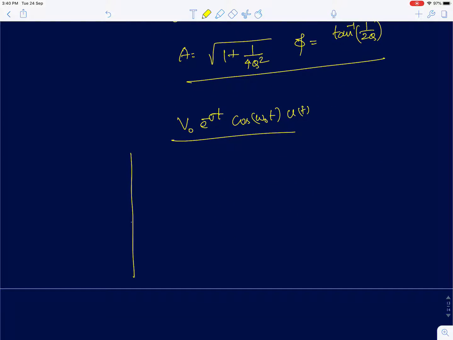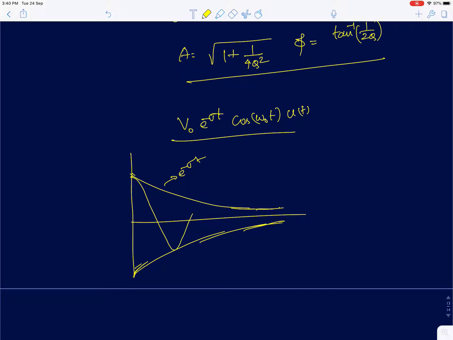Now this expression, if I try to plot this, first I'll draw the exponentially decaying signal e power minus sigma t, and then the cosine signal is going to be multiplied. Eventually it's going to go down to 0, because as t tends to infinity, this function will tend to 0. It's like a sinusoid whose amplitude is varying with time, and it's actually exponentially decaying with time.